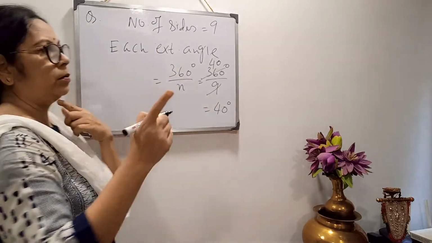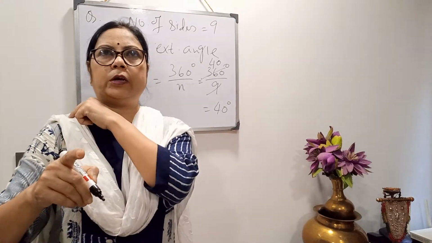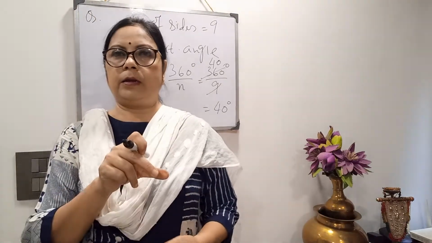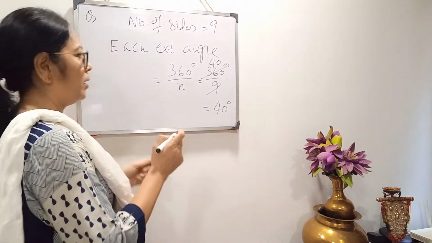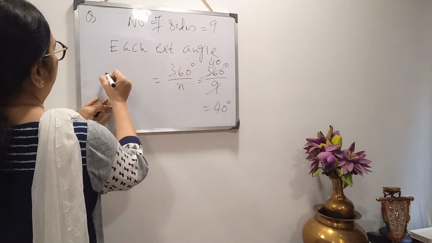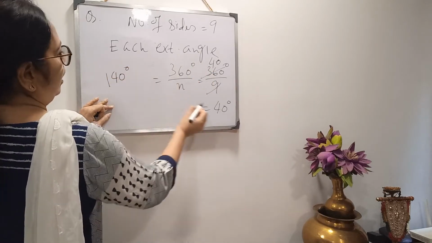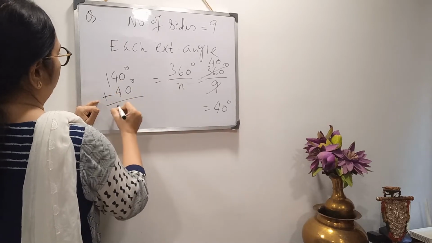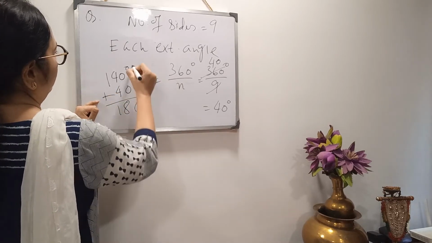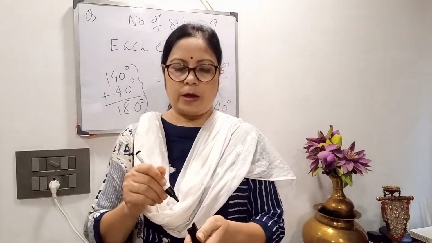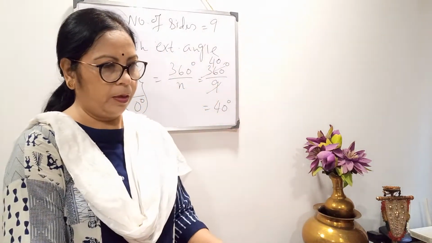Achha, from here I am telling you one thing. I have told in the theorem, formula maybe 3, that the sum of each interior and each exterior angle is 180 degree. So each interior I had got 140 degree. Now each exterior I am getting 40 degree. Now when I am adding, it is coming 180 degree. So this formula is verified here, that you are correct. Clear?